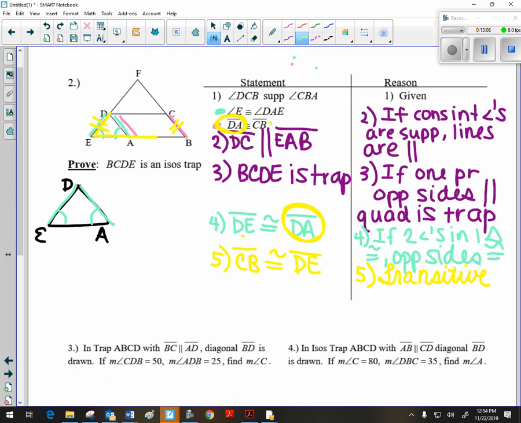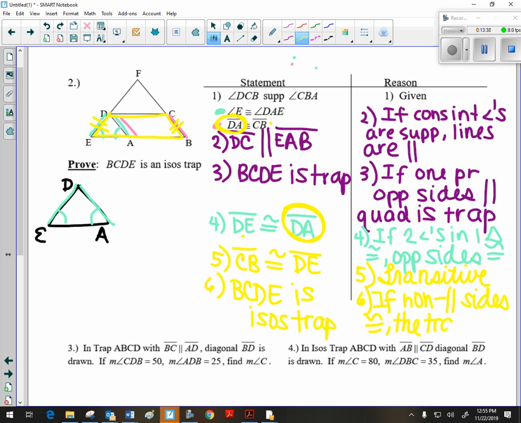In my shape, it's a trapezoid, it now has the non-parallel sides congruent, which allows me to say that not only is BCDE just a plain old trapezoid, it's now an isosceles trapezoid. The reason is if the non-parallel sides are congruent, the trapezoid is isosceles. And I've gotten to my final prove line.